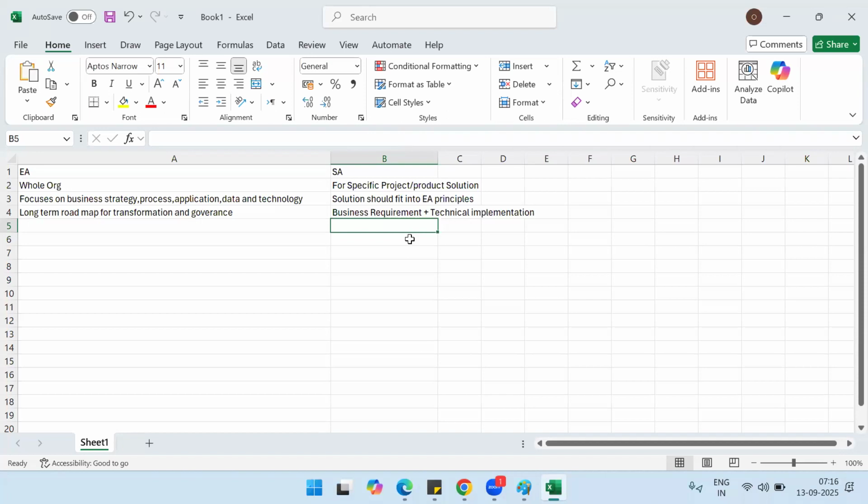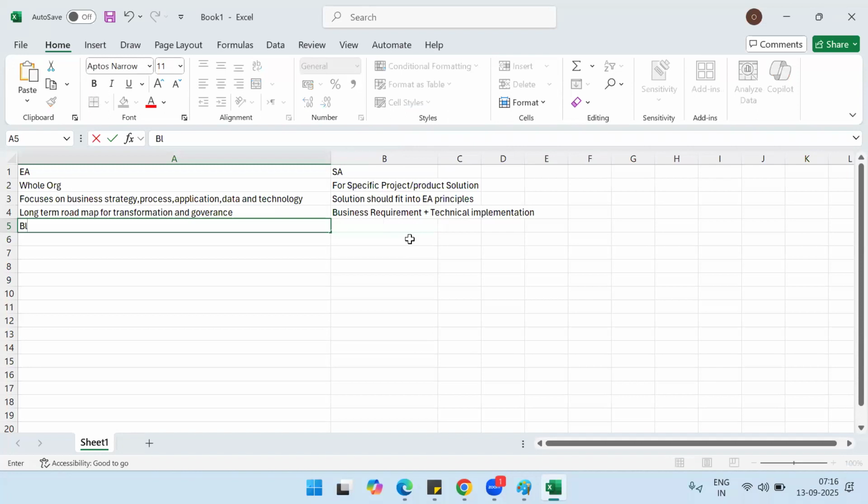Now tell me, who will decide the blueprint of the complete project? Solution architect or enterprise architect? Enterprise architect. Very good. So the blueprint will be decided by the enterprise architect. And who will provide the practical solution? Solution architect, right? The solution architect, because it is a practical solution.